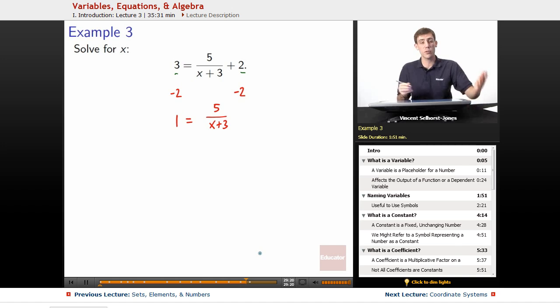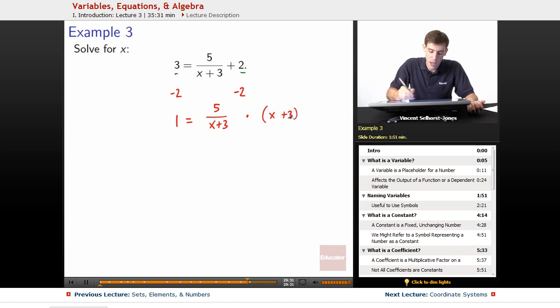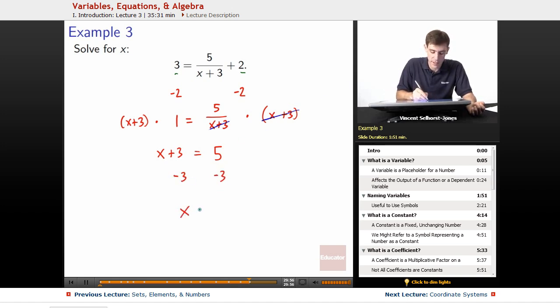Now we can multiply by x plus 3, and well, we'll still have to multiply the 1. We have to multiply both sides, right? But we'll have at least a little less stuff in the way. So we multiply by x plus 3 over here, and we multiply by x plus 3 over here. So x plus 3 times x plus 3 on the bottom, they cancel each other out. X plus 3 times 1, that's just going to become x plus 3. Since we cancel out the x plus 3 on the bottom, we've got 5 here. Now we ask ourselves, how can I get that x alone? Oh, it's not too hard from here. We just subtract 3 from both sides, minus 3, we get x equals 2, and there's our answer.